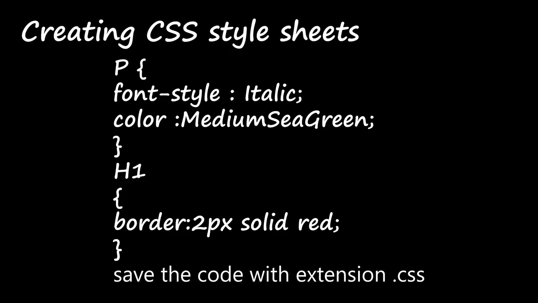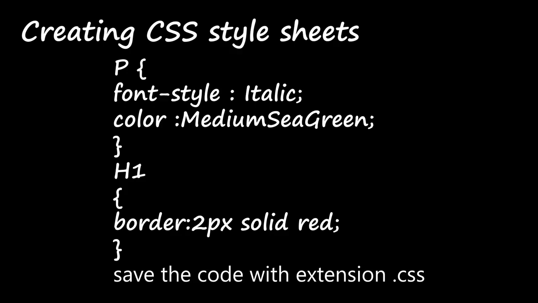In HTML, we saved it with the extension .html. Here in a cascading style sheet, we save it as .css. First you give the name and then .css. Here they have given an example on page number 290, where first there is P, which is an HTML tag.